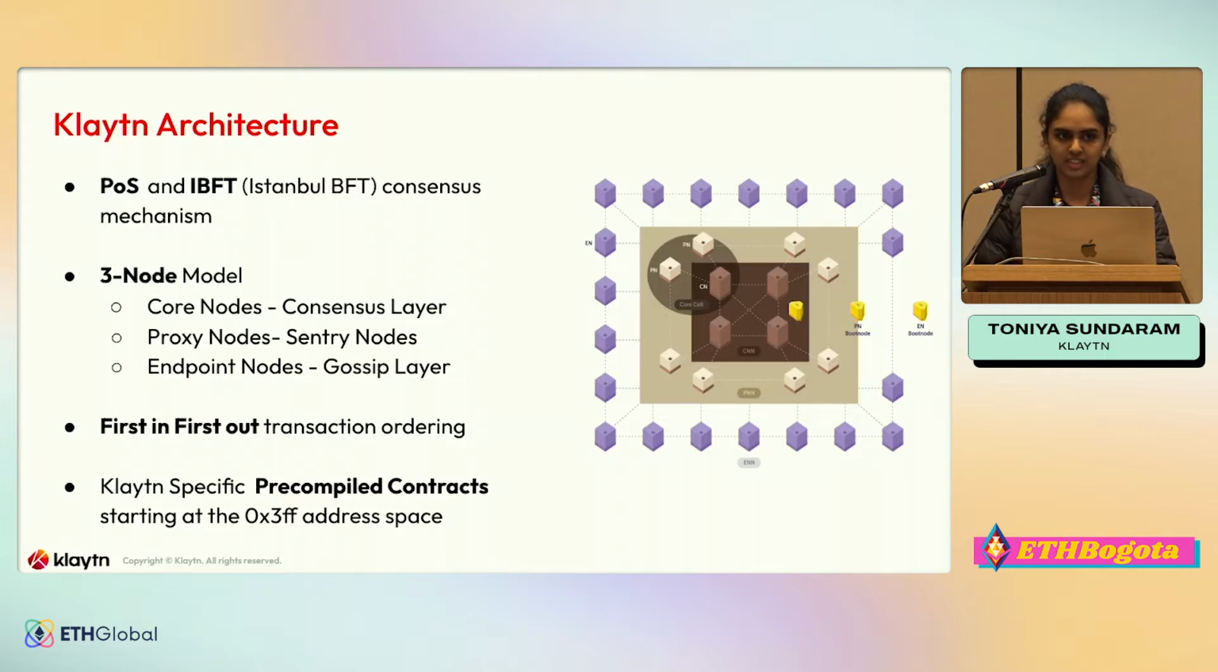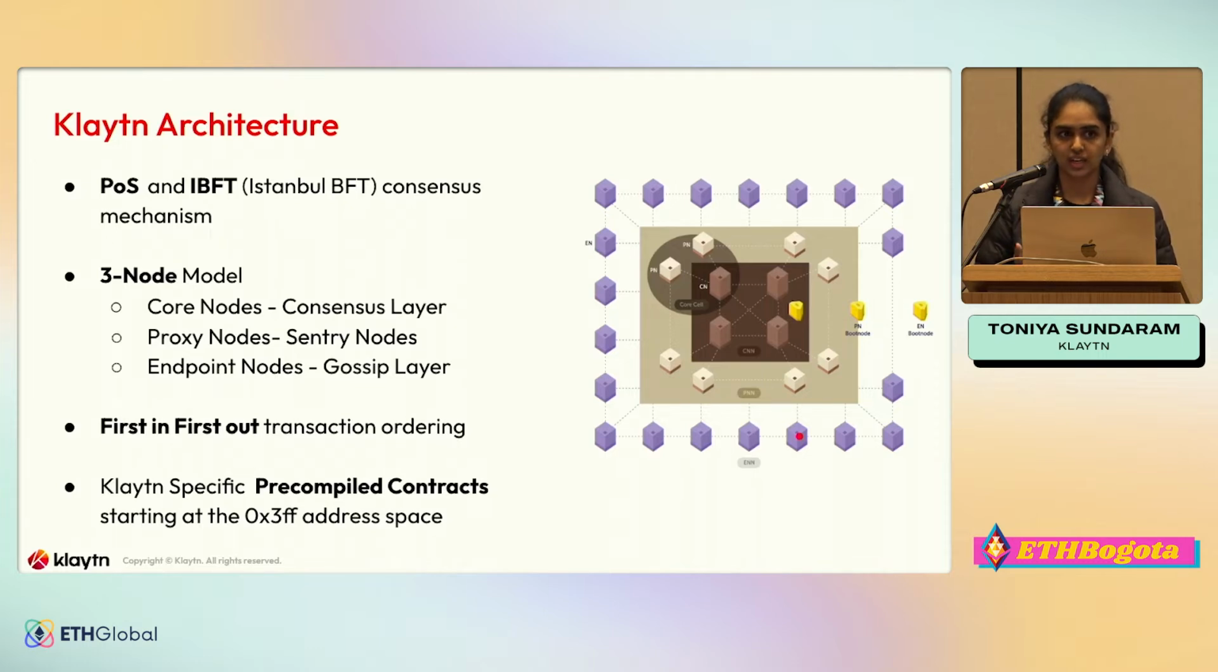This is Istanbul Byzantine fault tolerance, and this is mainly helpful for us to have 1 second block generation and instant finality. And we have a 3-node model architecture. We have a consensus layer, which is the core node, and we have proxy node, which is around the consensus layer, and we also have the endpoint node.